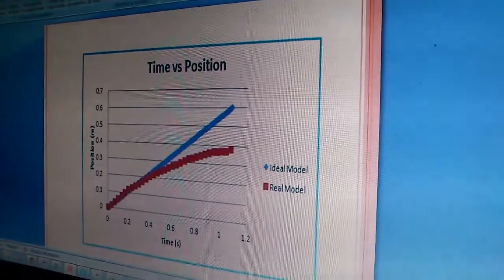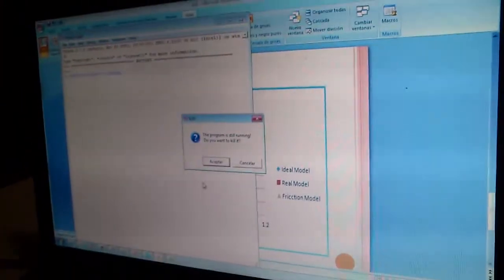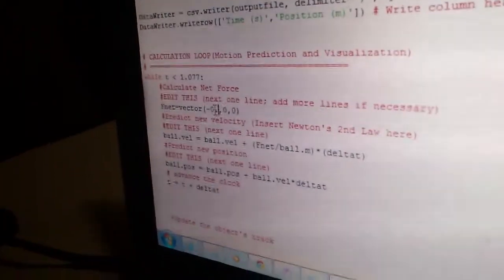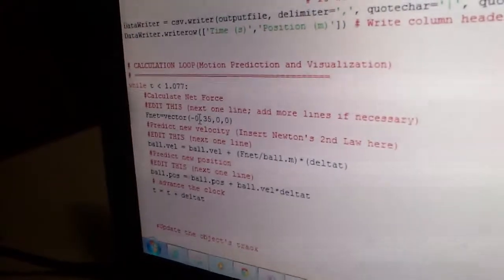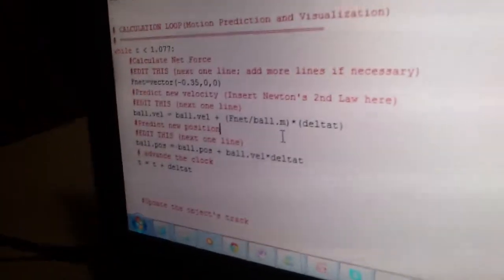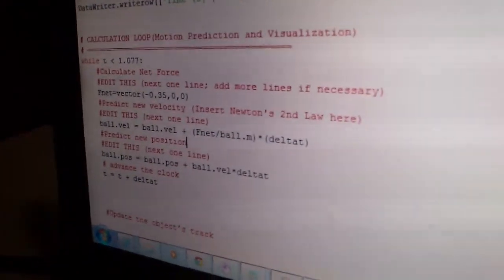For the what-if question, I'm going to move to the Python model. I'm going to change the net force vector. I'm going to change it to the value -0.35. That means that this force is exerted on the ideal train in the direction opposite to the motion. So we're going to see what will happen.